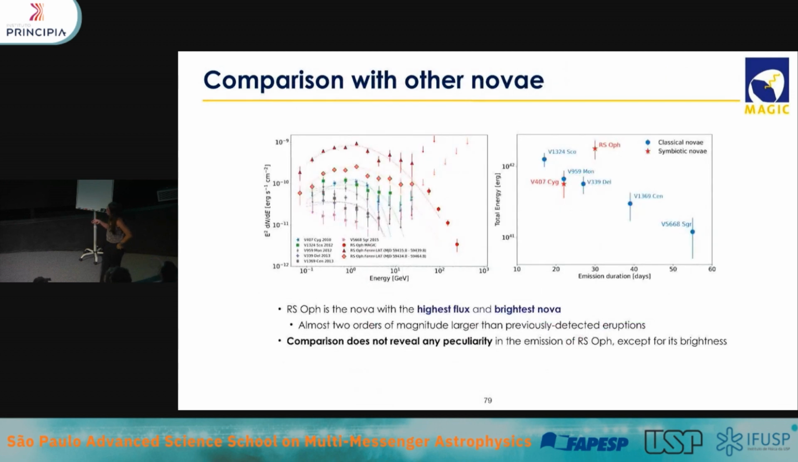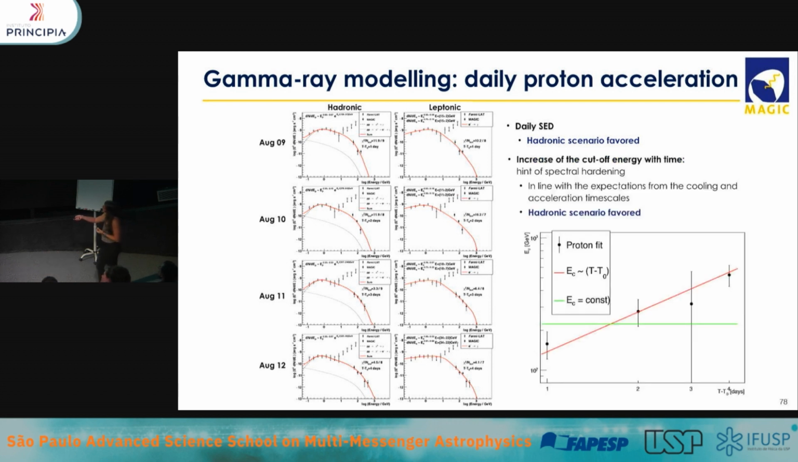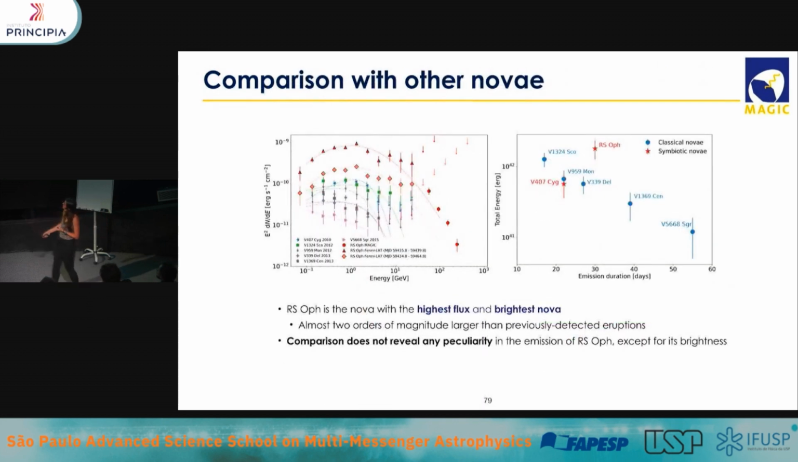Let me go fast because I want you to have time to ask questions too. So this proves that protons are actually accelerated in novae, and that the emission that we detect is due to protons being accelerated. When we compare this nova to other novae, we do not see anything very special. This in red here is RS Ophiuchi. It was the brightest one, the one with the highest flux. But apart from that, we do not see anything special. So the good thing is that if we have another bright nova, we will likely be able to detect it.